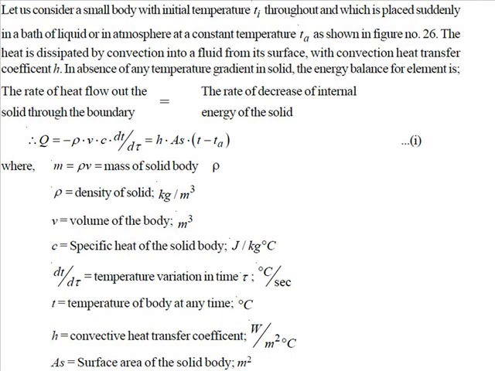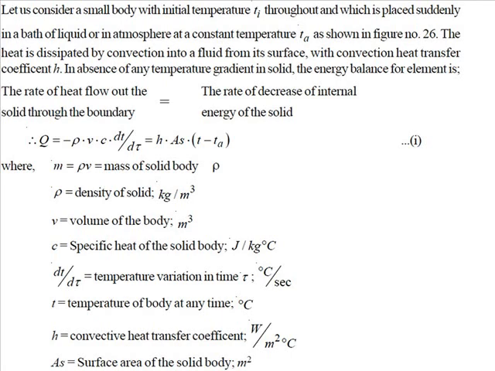In the absence of any temperature gradient in the solid, the energy balance says the rate of heat flow out from the solid through the boundary is equal to the rate of decrease of internal energy of the solid. So you can say Q equals minus rho V c dT by d tau, and that is equal to h into As into (T minus Ta), where M, that is density into volume, is called the mass of the body in kg.